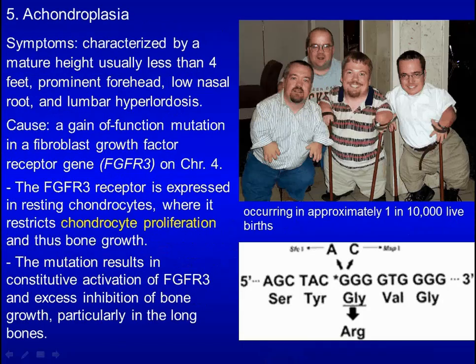The last condition is achondroplasia. Patients with this condition have short stature, prominent forehead, and low nasal root. It is caused by a point mutation in FGF receptor 3 gene. The mutation causes constitutive activation of FGF receptor 3, which inhibits bone growth.